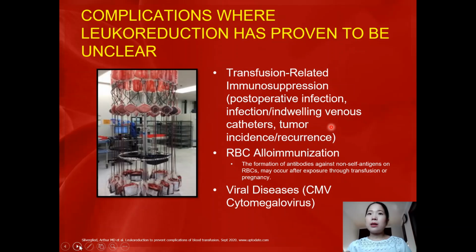Aside from these, it is also not clear whether leukoreduction can prevent RBC alloimmunization. RBC alloimmunization is the formation of antibodies against non-self antigens on RBCs, usually occurring through RBC transfusion or pregnancy. And lastly, viral diseases such as cytomegalovirus have not yet been proven to be prevented by giving leukoreduced blood products.